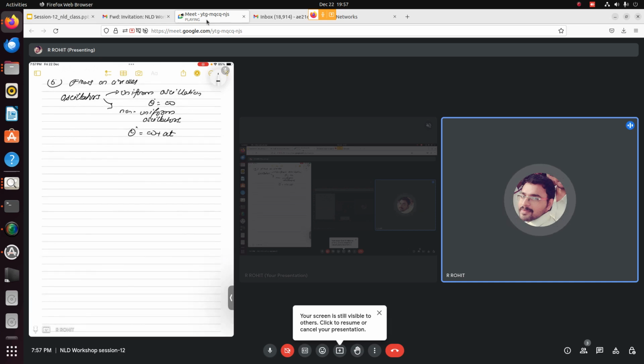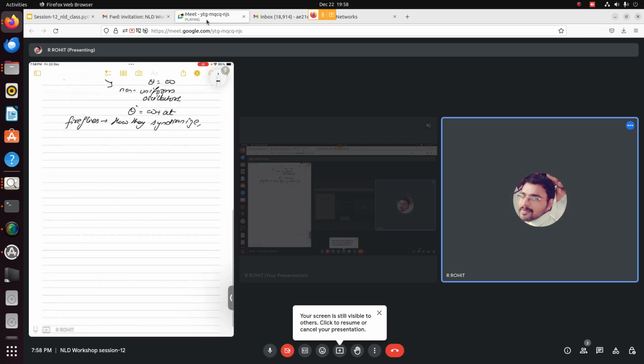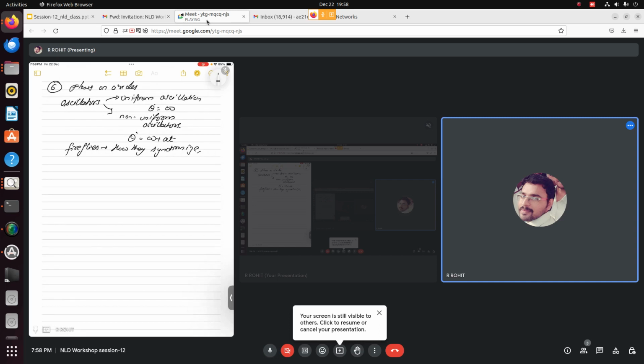We showed the example of fireflies, how they synchronize, how the unified flashing of the fireflies happens, and how it can be studied. We looked into that, and then we slowly moved into two-dimensional nonlinear dynamical systems.